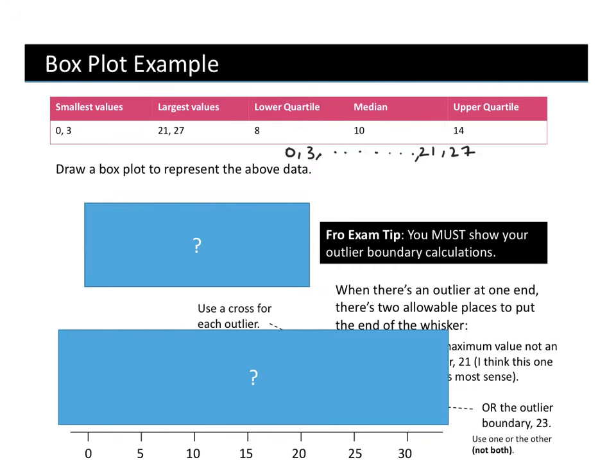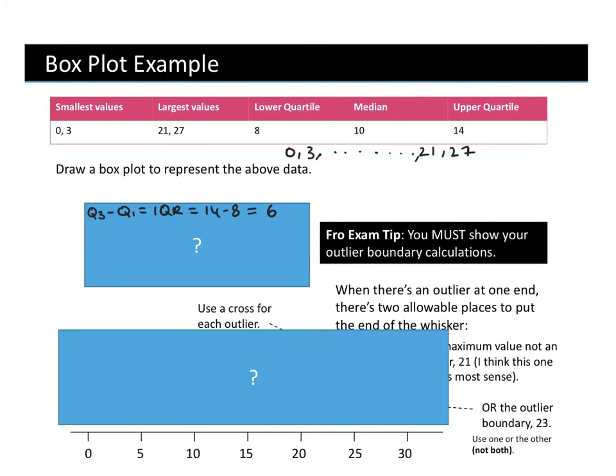First of all, let's find our interquartile range and see if we've got any outliers. Our interquartile range is quartile 3 minus quartile 1. This is 14 minus 8, which is 7. No, it's not. It's 6. Okay then, 14 minus 8 is 6.